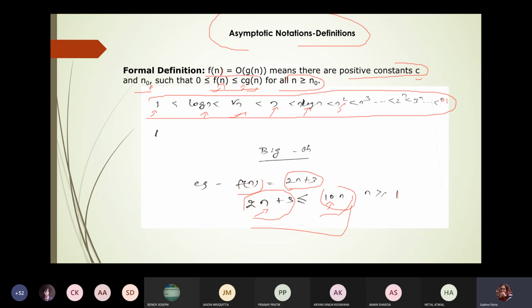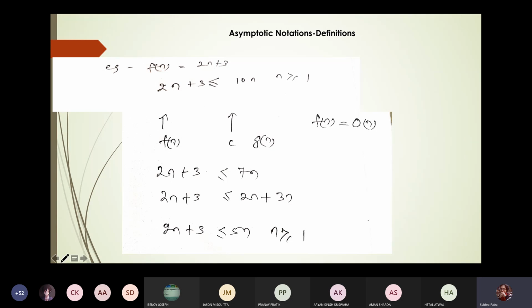Similarly, you can try for 9, and you can try for 7, 8, 6. So what we are checking here is that there are many possibilities for finding the order of n on the right hand side in terms of c g of n. So where exactly do we find the exact order of n for this function?